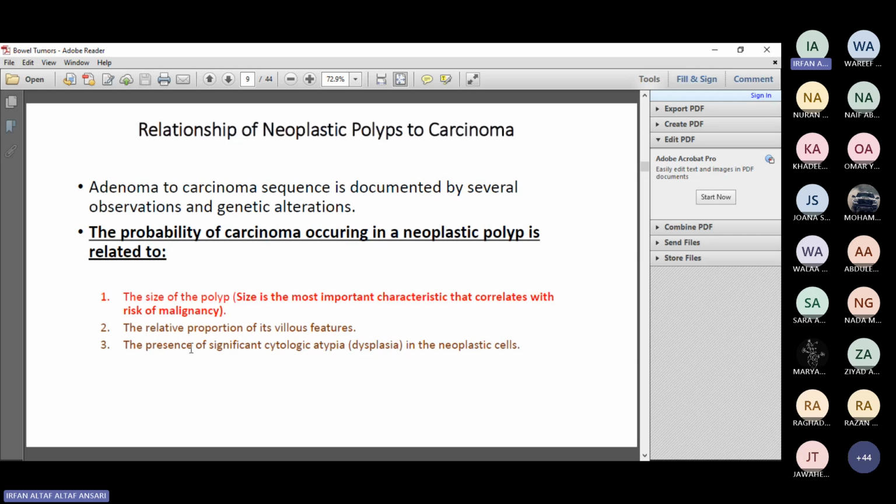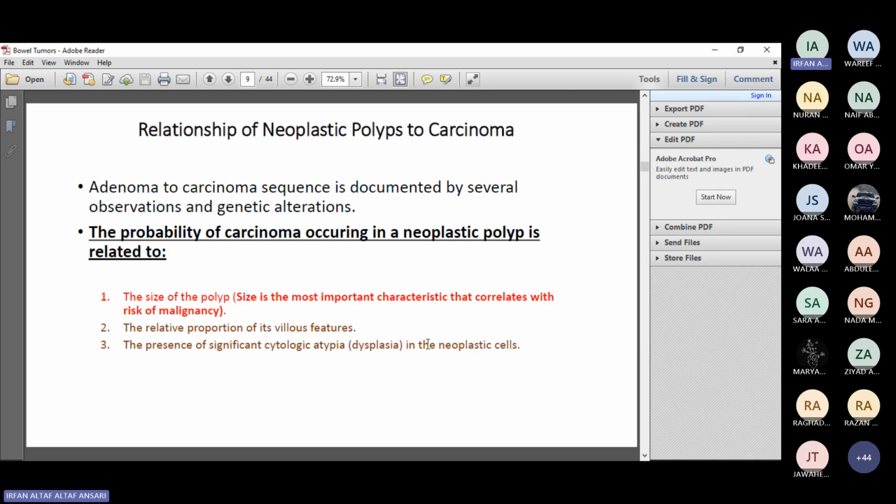Then another important criterion is villus architecture. The more villus architecture on the histopathological examination, the more chances of it turning out to be malignant. Then cytological atypia or dysplasia. The more severe the dysplasia, the more chances of it going into malignancy.